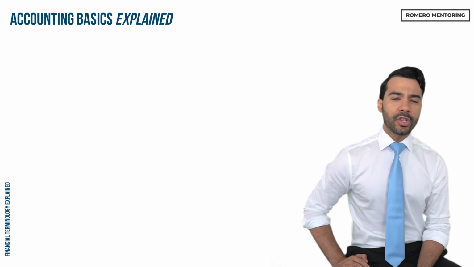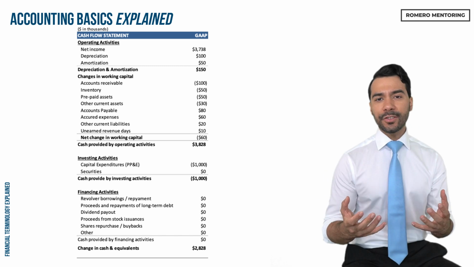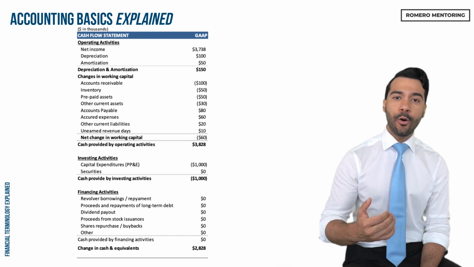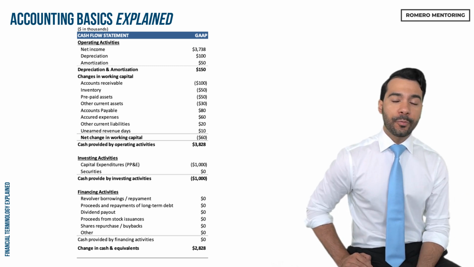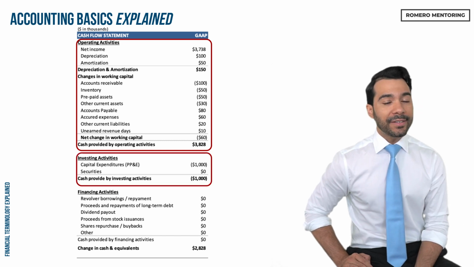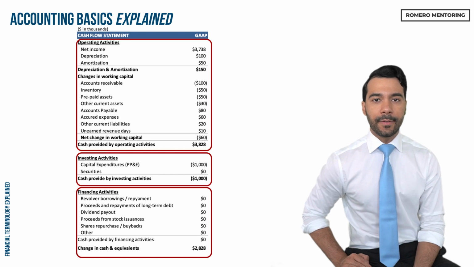And the last financial statement that we'll discuss is the third one, your cash flow statement. Your cash flow statement represents the business cash inflows and outflows and is broken down into three parts. Number one, cash flow from operating activities. Number two, your cash flow from investing activities. And number three, your cash flow from financing activities section.